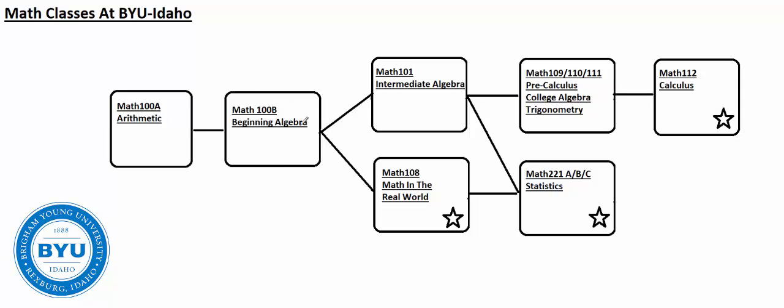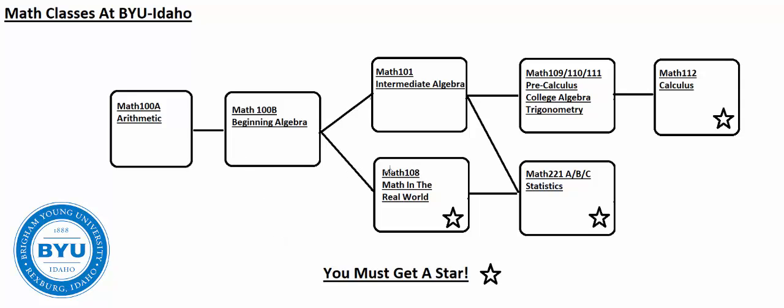Now, you should be aware that when you take Math 100B, it will open the door to two additional classes, Math 101 and Math 108. Math 101 is Algebra 2, and Math 108 is Math in the Real World. Now, notice this class has a star. During your time here at BYU Idaho, you must get at least one star. Star means that it's a general education requirement. So as you're planning your math courses, make sure that you get at least one star while you are here on campus.